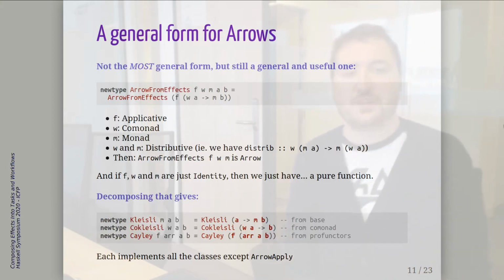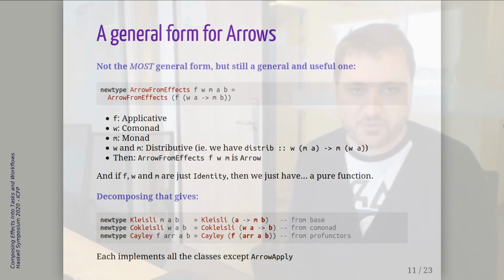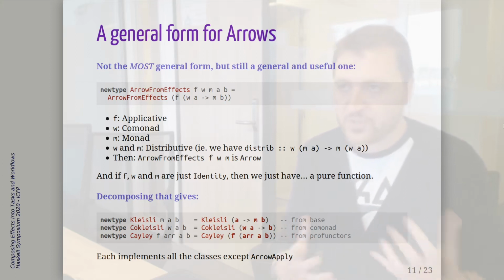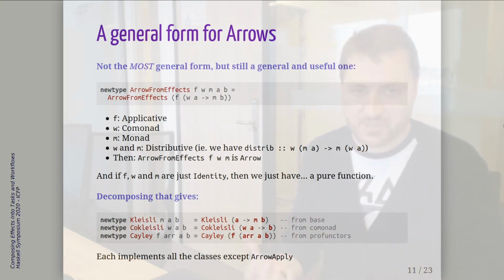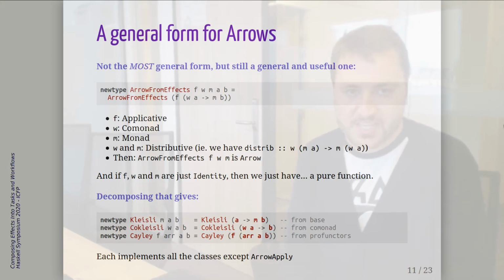So how can you generally represent what is an arrow? I'm giving here to you a notation which is not the most general possible, but it's an interesting way to build an arrow out of existing effects in Haskell. There is a general way you can represent a good part of the arrows that may exist, by using this type. This type will give rise to an arrow provided that f is an applicative functor, w is a comonad, and m is a monad. And if everything is an identity, then you just get a pure function out of it.